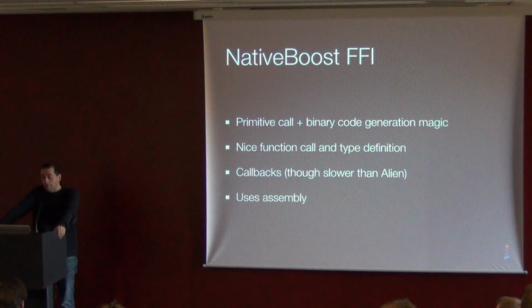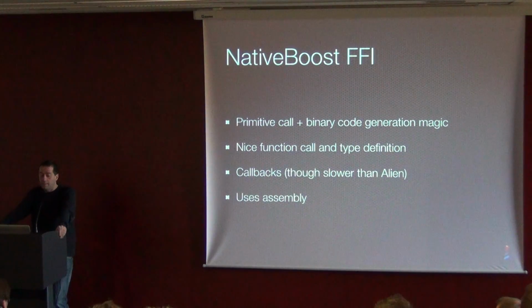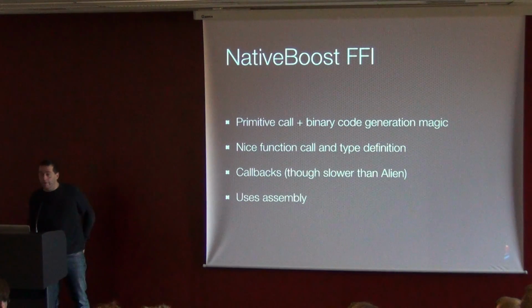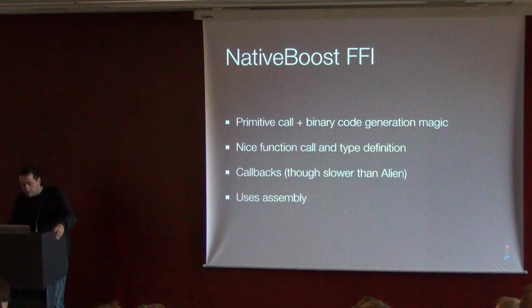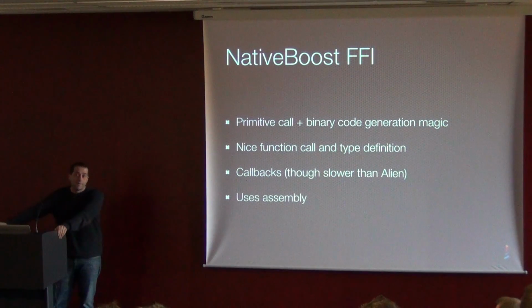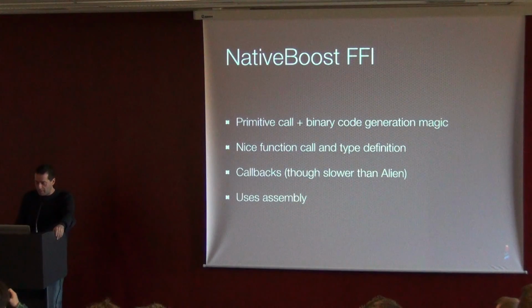It executes binary code generated with ASM JIT, which is all in the image now. And it has a super nice function call and type definition, really easy to understand because it tries to resemble exactly what you do in C. It has a callbacks implementation, but it's slower than Alien. It's implemented directly in assembly. It's Pharo, but it's assembly. You have to know assembly if you want to modify something like that, and that's a real problem.